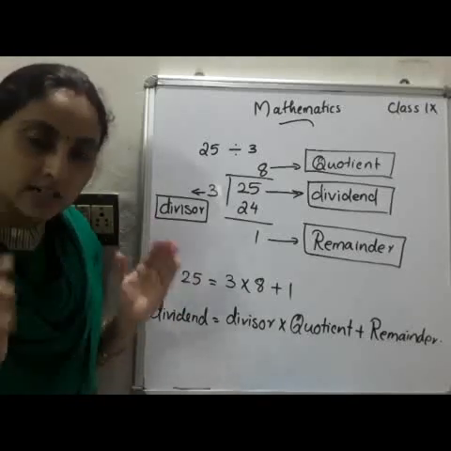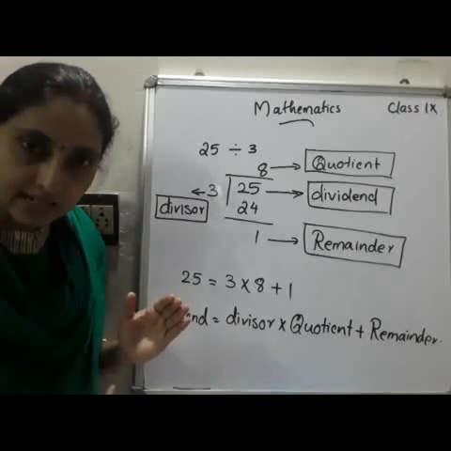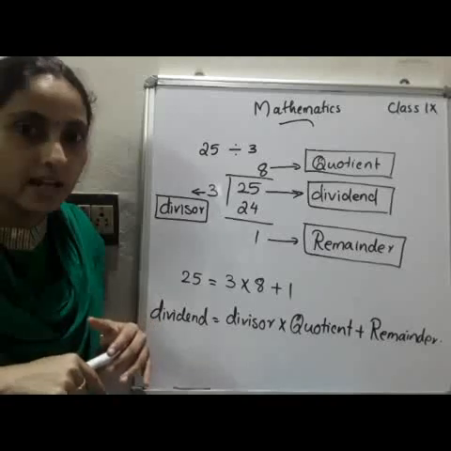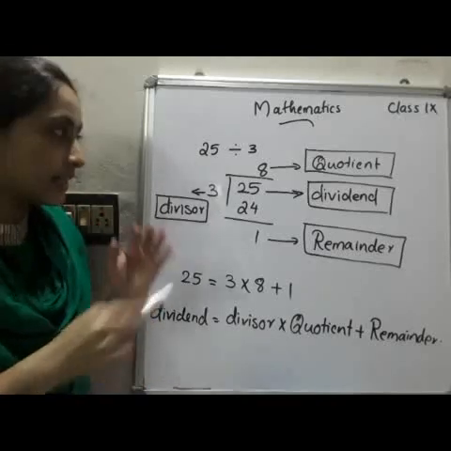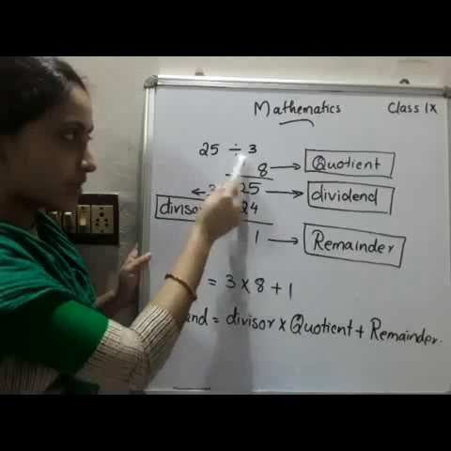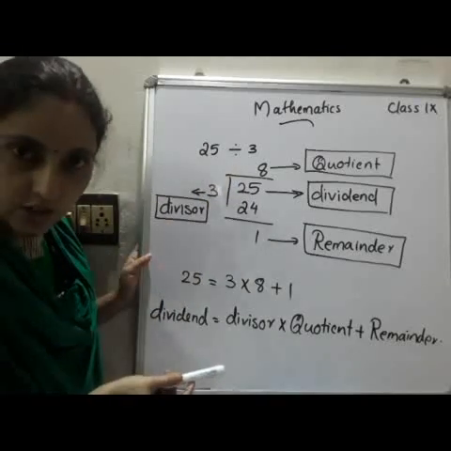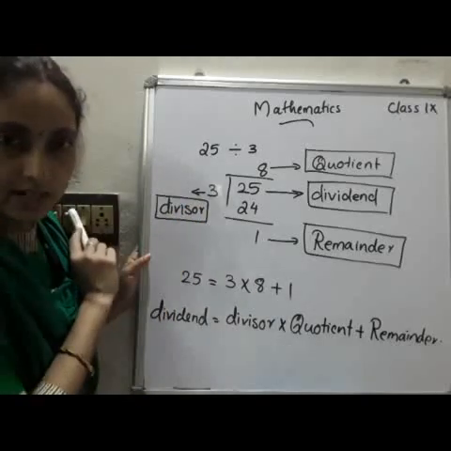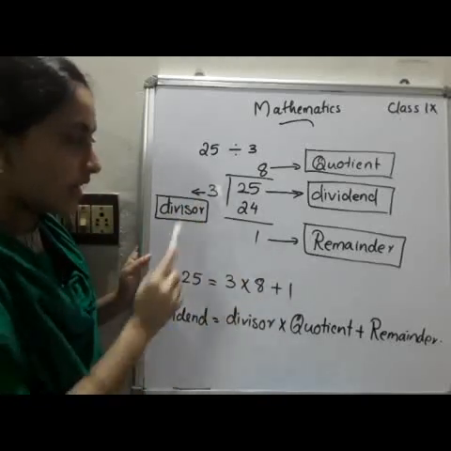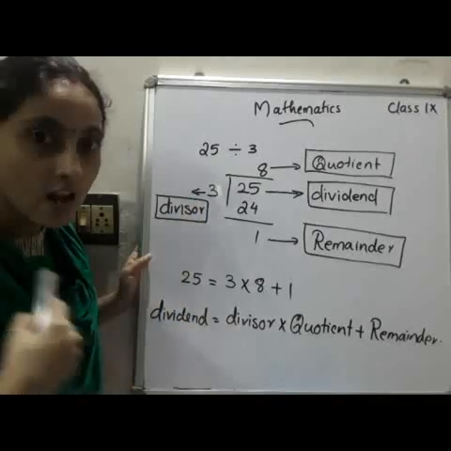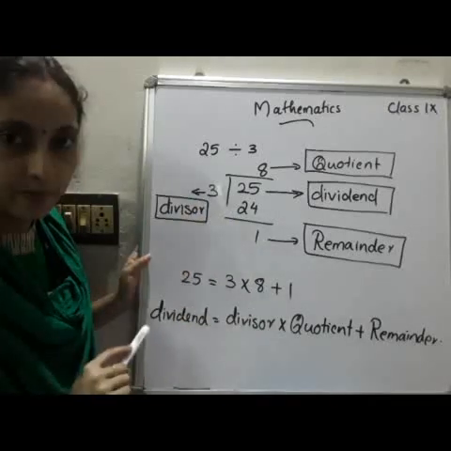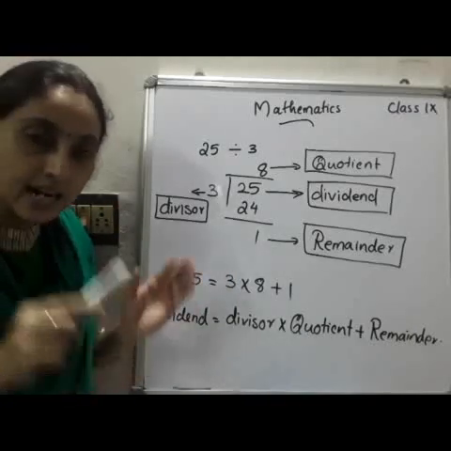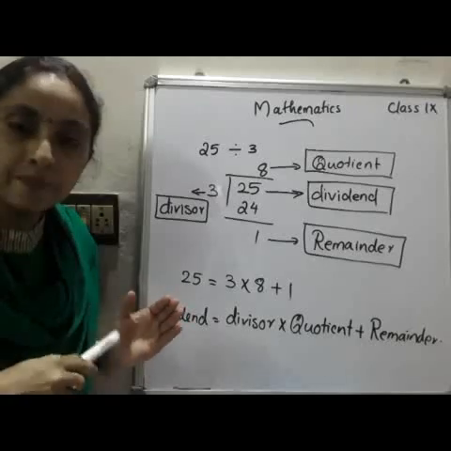If the remainder you got as 0, then we can say that that number is a multiple of the divisor. Clear? Here, the remainder is 1, so it is not a factor of, or not a multiple of, that divisor. If the remainder is 0, then we can say that the divisor is a factor of the number. The remainder must be equal to 0.